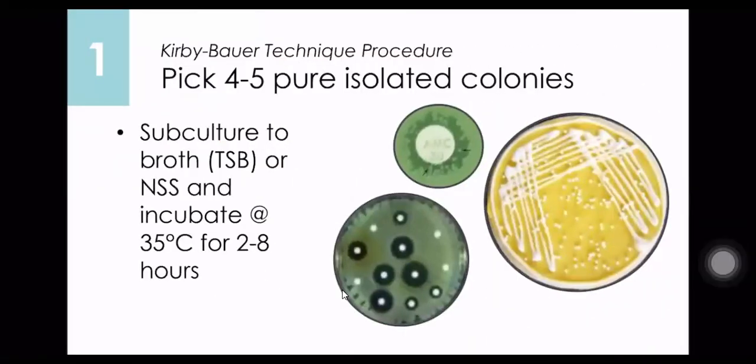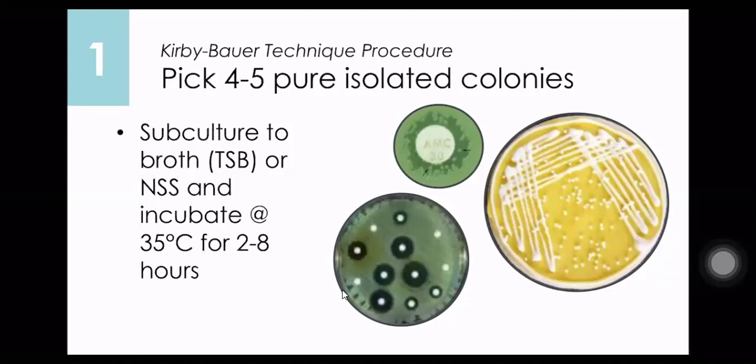Okay. So number one, we need to pick 4 to 5 pure isolated colonies. Why 4 to 5 isolated colonies ang ginapick naton? Because these 4 to 5 isolated colonies is equivalent na siya sa inoculum naton nga itunawon naton karon sa NSS.